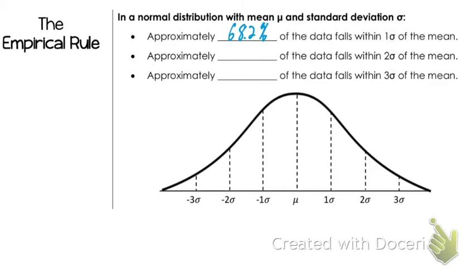Approximately 68.2% of all the data will fall within 1 standard deviation of the mean. Here's the mean, here's the standard deviation, which we just found. 68% of the data, so over 2/3, will be within 1 standard deviation.